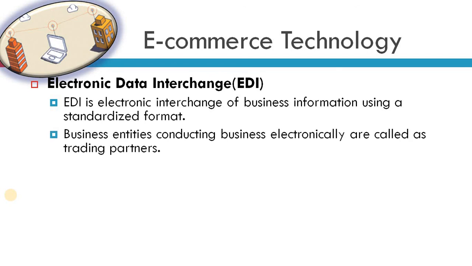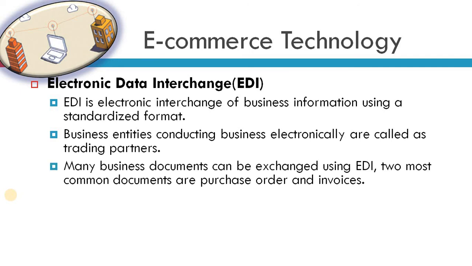Business entities conducting business electronically are known as trading partners. So the two entities, two parties which are taking part in the business, they are known as trading partners. Many business documents can be exchanged using EDI. Two common documents are purchase order and invoice. Every time when the business parties are doing exchange of information, most commonly they have to exchange purchase order and invoice. Purchase order will indicate what all things have been purchased. Invoice will be the bill that is generated for the purchase.